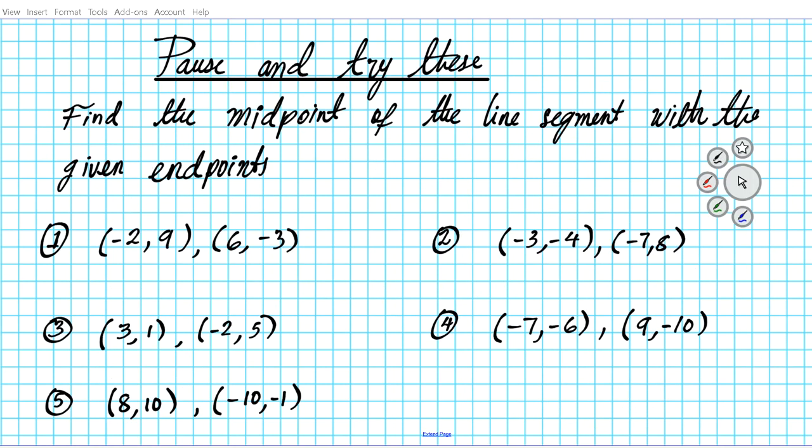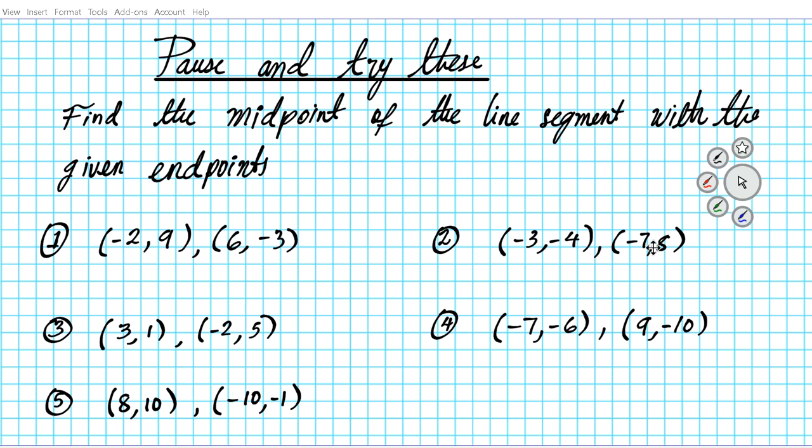Alrighty, now it's your turn to try out some practice problems. So I'd like you to pause the video presentation and try these practice examples. The instructions are the same as what was indicated earlier. You're to find the midpoint of the line segment with the given endpoints. So pause the video presentation and try out these 5 problems. When you are done, click on the play button, and we are going to reveal what the correct answers are.